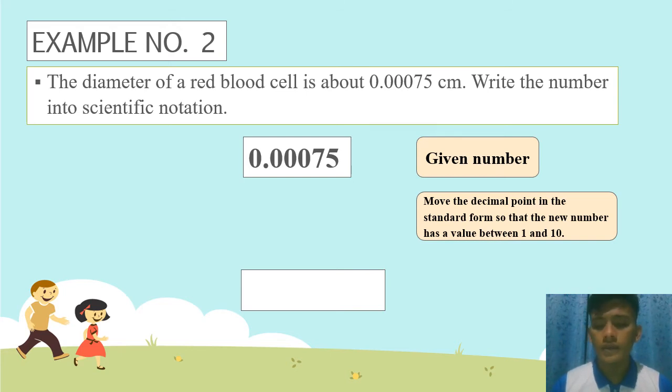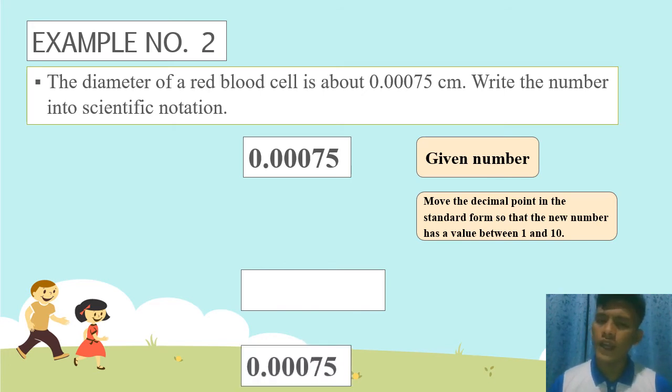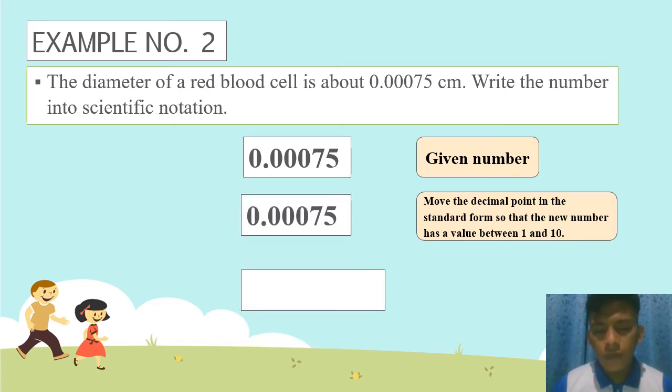between 1 and 10. We will move the decimal point. Is it either left or right? We will see. So we will use that decimal point. We'll go to the right. So the decimal point will move to the right. 1 move, 2 moves, 3, 4. So 4 moves. The decimal point is moved 4 times.